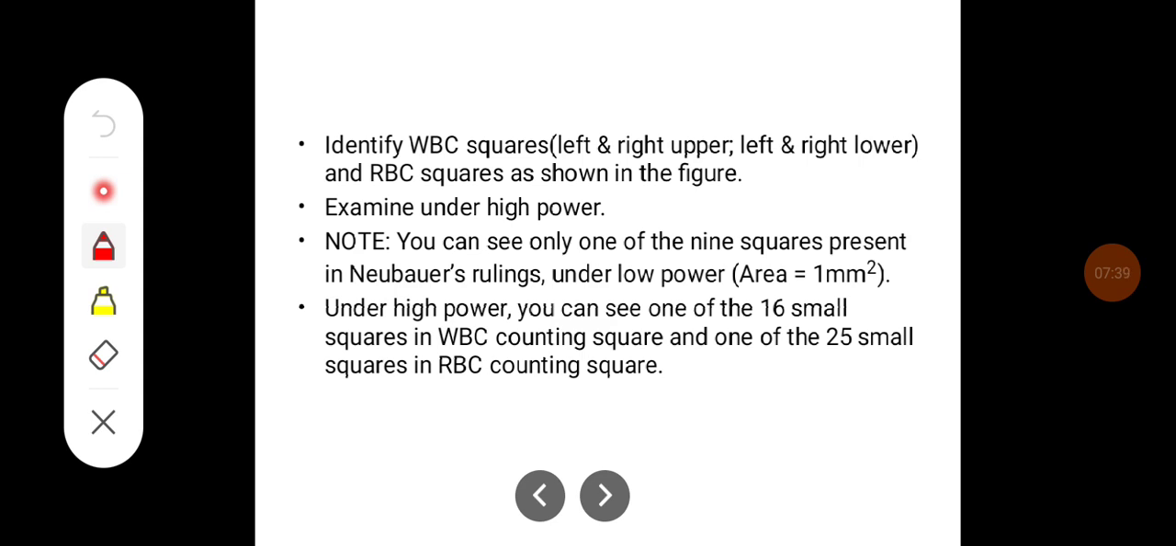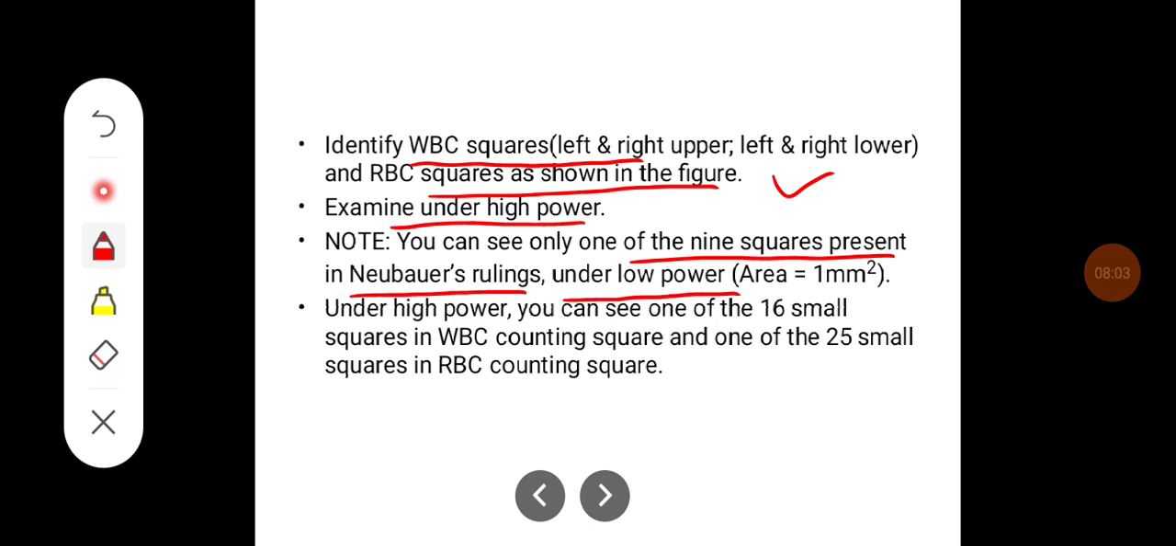So when you identify the WBC squares, whether right, left, upper, lower, and the RBC square as shown in the figure, examine them under both low power and high power. Note that under low power you can see only one of the 9 squares present in Neubauer's ruling, that is the area of 1 millimeter square. Under high power, you can see one of the 16 small squares in the WBC counting square and one of the 25 small squares in the RBC counting square.